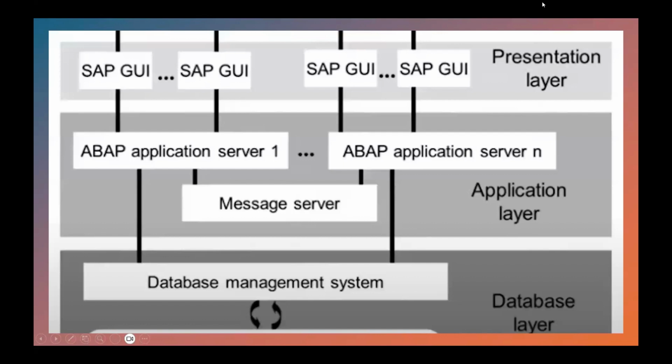Here you can see clearly the user is connecting by using SAP GUI. He is connected to the ABAP application server and then to the database. Here the message server is nothing but for load balancing, when there are multiple application servers. About the message server I will discuss tomorrow clearly. Not only the message server, I will also discuss the five work processes. Each work process can take one session.